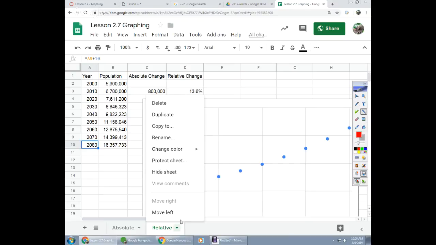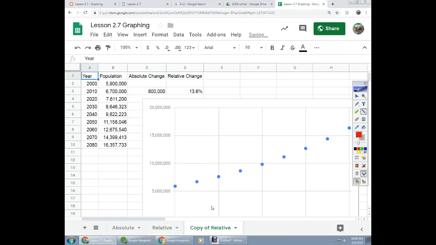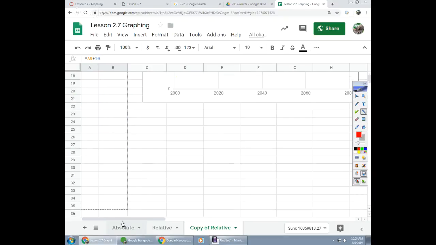I'm going to make a copy of that one more time. You don't need to do this. I just want to show the extreme nature of this kind of change. And what I'm going to do is I'm just going to fill this data down way into the future.